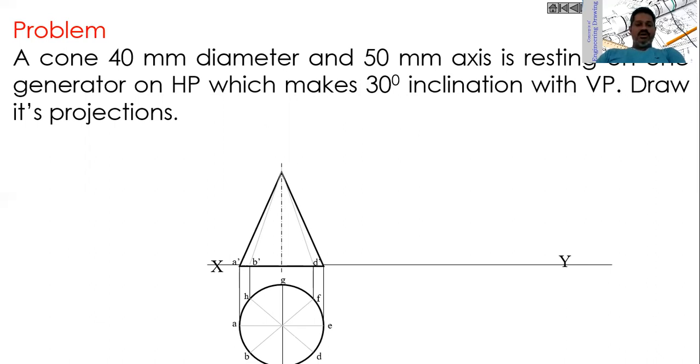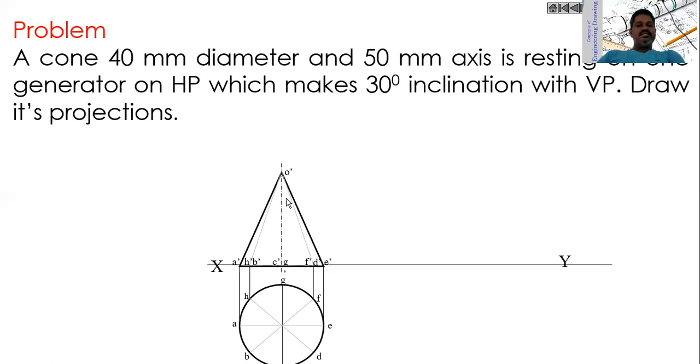Then name all those points as A dash, B dash, C dash, up to G dash and H dash. After naming all the generators, we have to move further to draw the front view of the cone by considering the actual case.